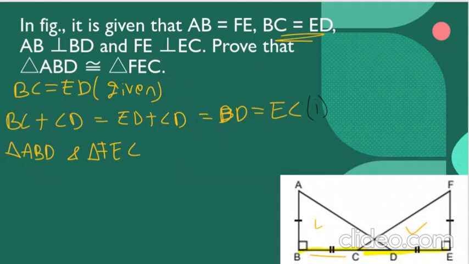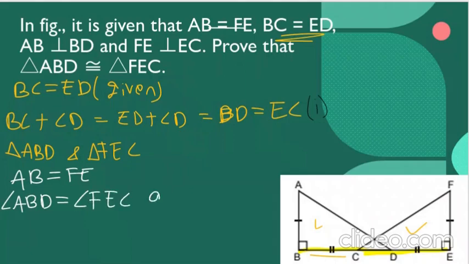What things are equal? What things are common? Let's see. We see that AB equals FE. That is given to me. In my question, it's given AB and FE are equal. Now, angle ABD is equal to angle FEC. Why? Because both of them are 90 degrees. So they are right angles, right? Here you can see. 90, 90. So they both are equal.